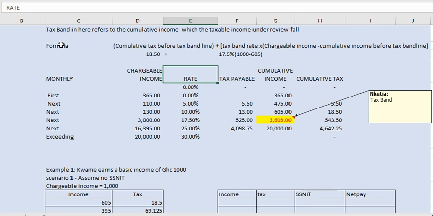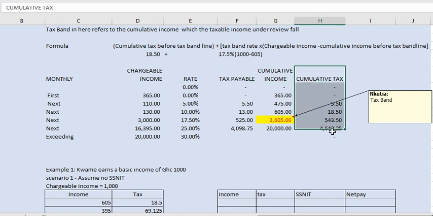Now we started trying to use the formula to get the tax Kwame has to pay. The formula is the cumulative tax before the tax band line. So we go to the cumulative tax, and here's the cumulative tax before the tax band line, whereas the tax band line is all of this side, where the 3,605 row is. The row on all of this side becomes the tax band line. So before becomes the 18.5 cedis.